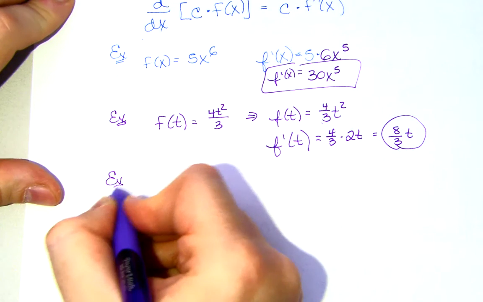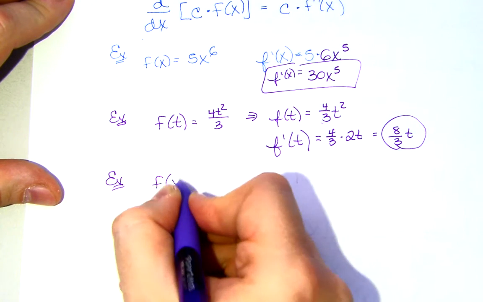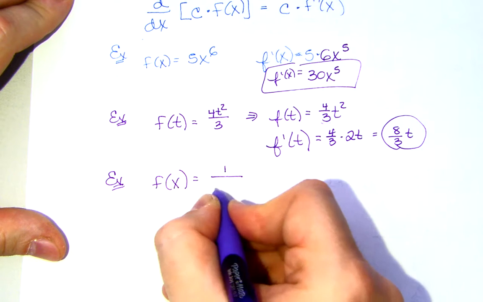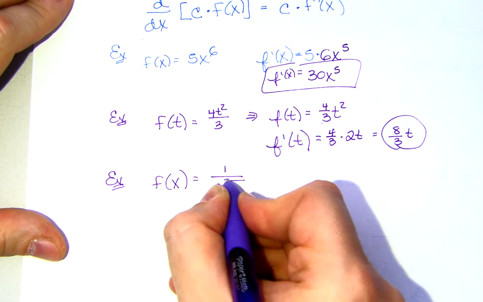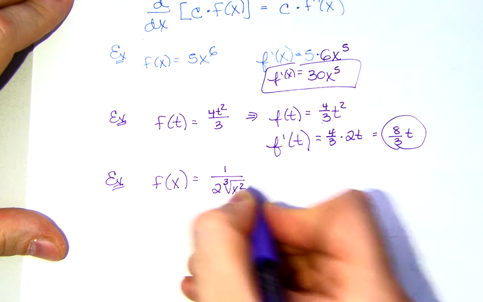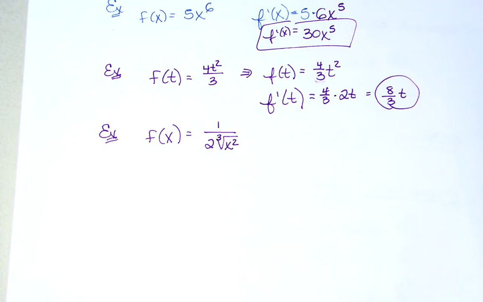I would like to see what we can do with f of x equals 1 over 2 times the cube root of x squared. Take a moment and just rewrite the original function in a way that'll make the power rule easy to use. 1 over 2 times the cube root of x squared.